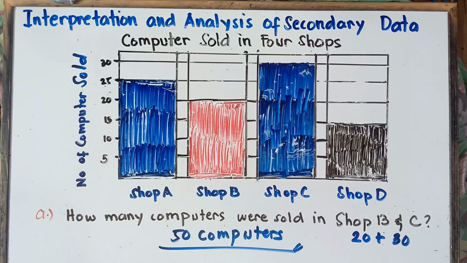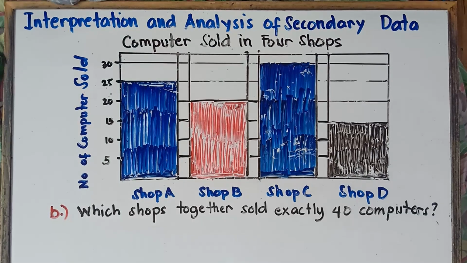Very easy, right? Once again, it's easy for us to interpret this because we already have our graph. We can say that shop C sold the most, because shop C sold 30 computers. And we can also say that shop D sold the least, because shop D only sold 15 computers. Alright, so let's have question letter B.